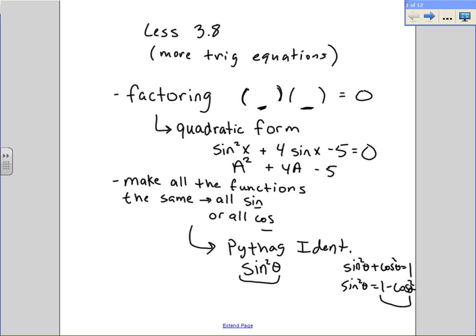And there again, the reason why I would want to do that is, well, what if my equation had sine squared and it had a cosine in it somewhere? Okay, I want everything to be either sine or everything even to be cosine. So I could switch this to an expression here that would just have cosine squared instead of sine squared. So there again, that's just using a Pythagorean identity. And you'll use Pythagorean identities on a lot of these problems.